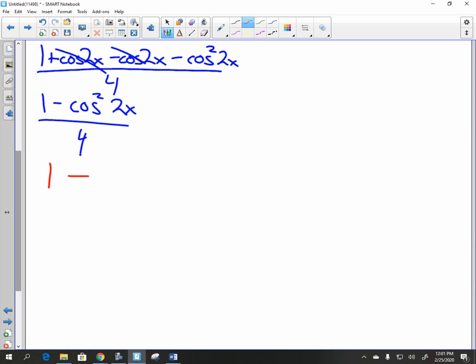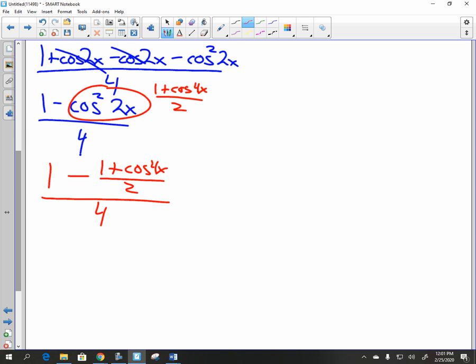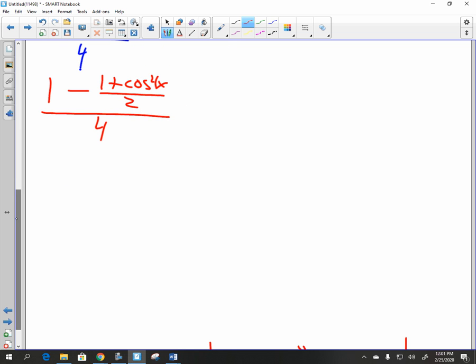1 minus, what do I put in place of cosine squared of 2x? Yeah, so I put 1 plus cosine of 4x over 2 all over 4. I definitely got rid of the sine, right? We only have cosine, right? And I definitely have first power, don't I? It's just now we got a complex fraction going on, don't we? We don't leave complex fractions, so let's work through that.